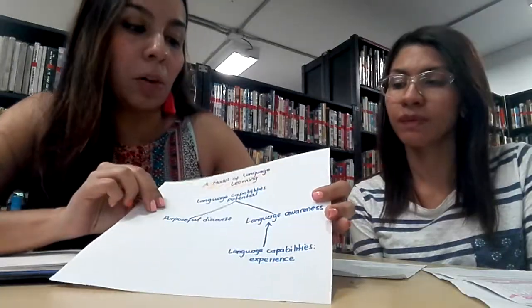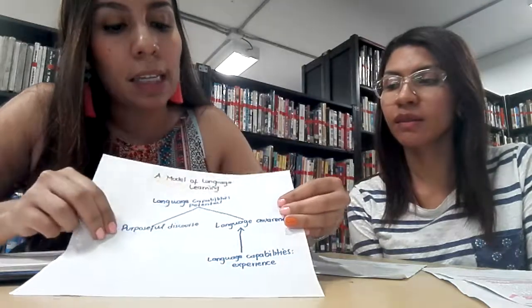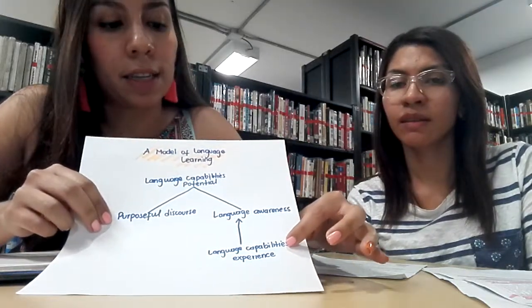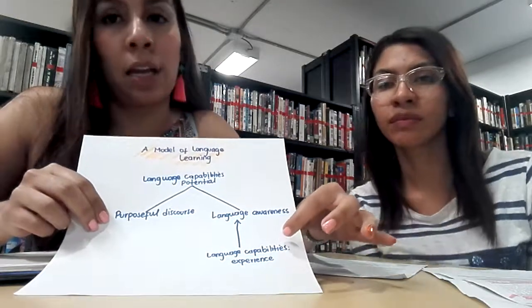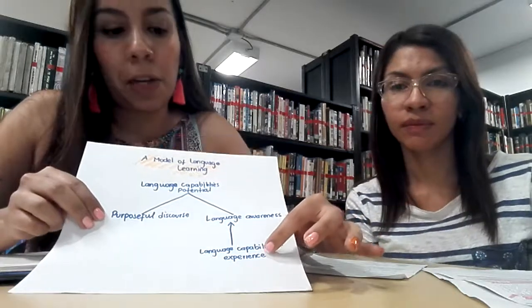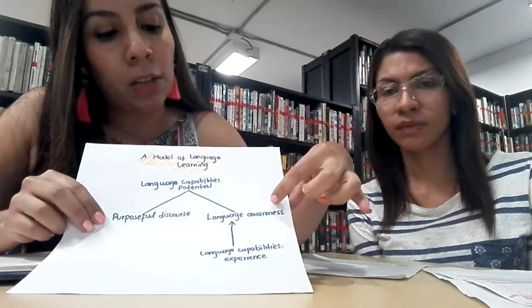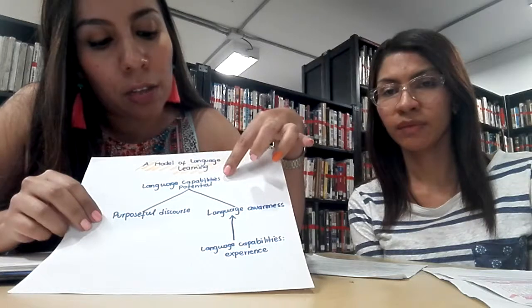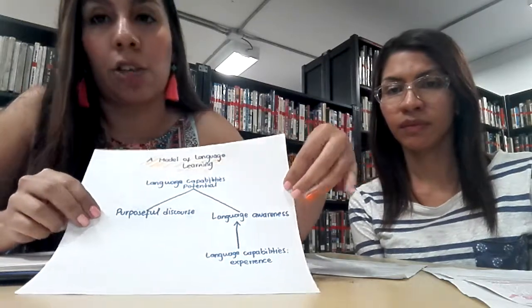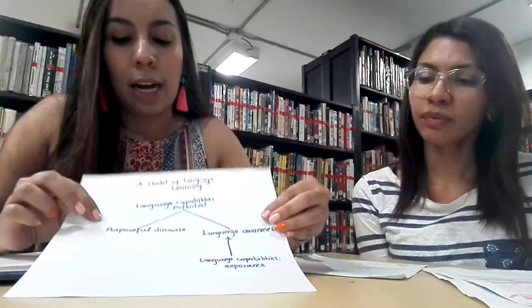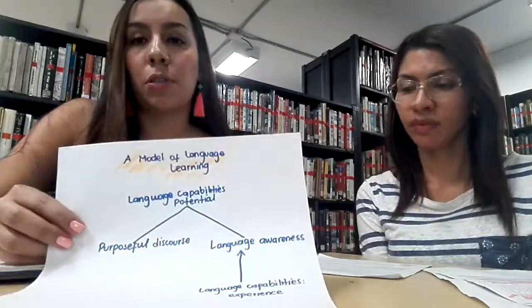That's why he proposes a model of language learning, where he says that language capabilities are the basis and have to be taken into account. It means the learner's language capabilities and their experiences. And from this part, we have to consider this first, and then get to language awareness, and finally get to language capabilities potential. He also mentions that purposeful discourses have to be taken into consideration and that we have to make links between the work on the development of language awareness and the language practice of the learners.